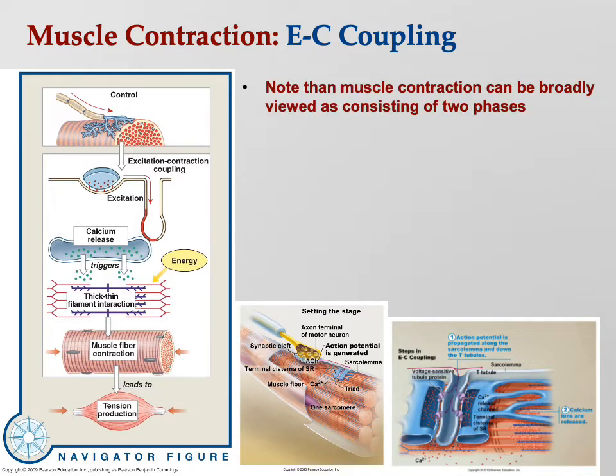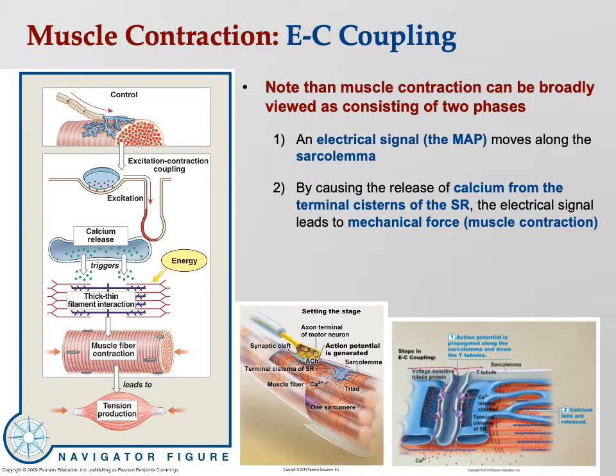So muscle contraction can be broadly viewed as consisting of two phases. An electrical signal, the muscle action potential, moves along the sarcolemma, and by causing the release of calcium from the terminal cisterns of the SR, the electrical signal leads to a mechanical force of muscle contraction. That's referred to as excitation-contraction coupling. This really isn't a big deal to me. It's just a way of summarizing that there are two main parts. There's the electrical side, and then there's the mechanical side. That's all that's going on here.